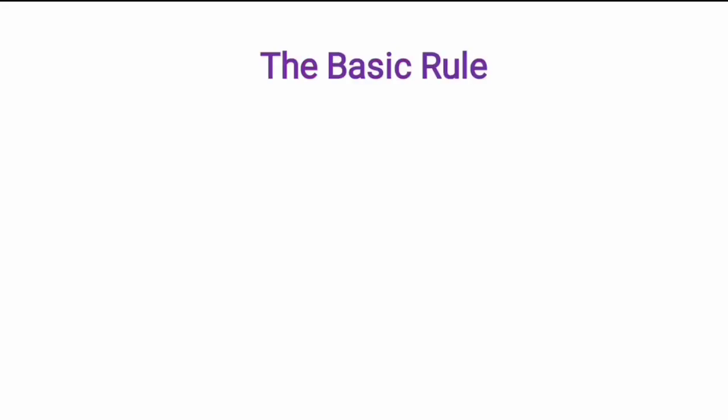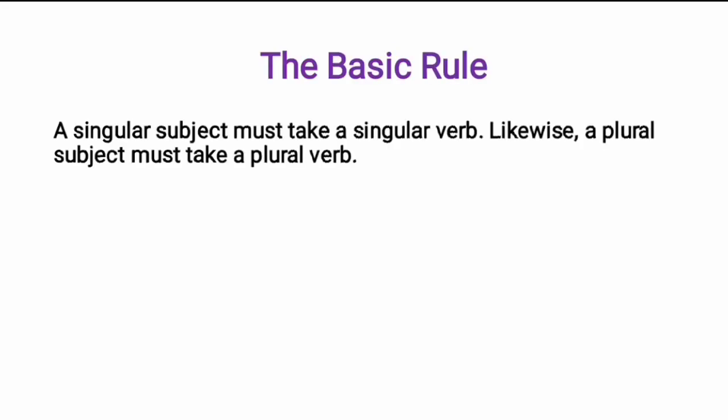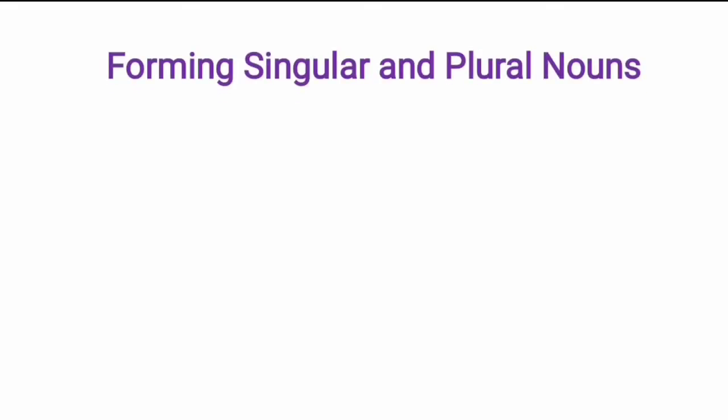Now let us look at the basic rule of Concord. The basic rule of Concord says that a singular subject must take a singular verb. Likewise, a plural subject must take a plural verb. This brings us to forming singular and plural nouns.